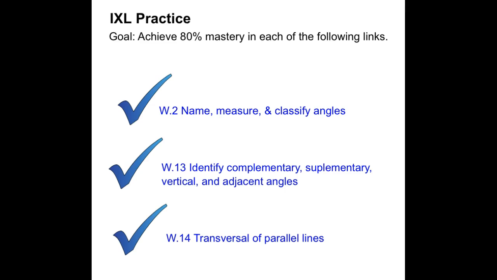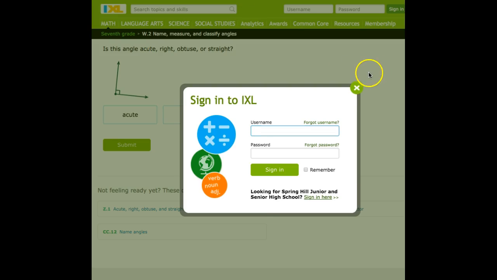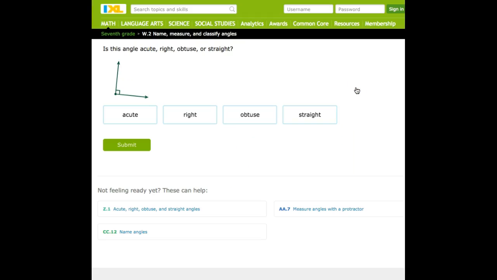The last thing I would like you to do before you come to class is I want you to try your IXL practice. These are the 3 that I would like you to explore, W2, W13, and W14. Remember, your goal is always to try to achieve an 80% mastery in each of these links. If you click on it, it'll take you right to your IXL page. If you're not signed in, don't forget, you can always get 10 free ones a day.